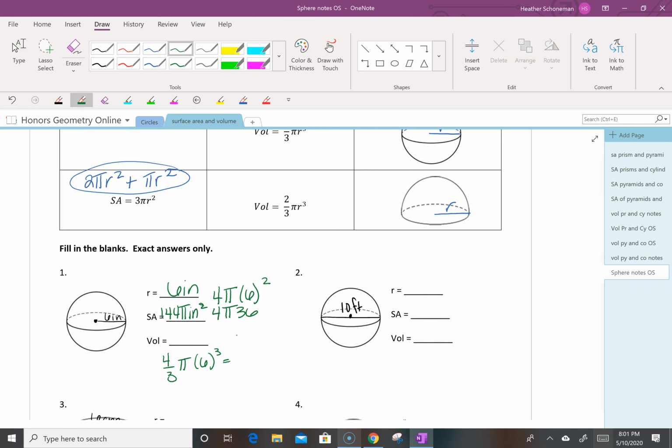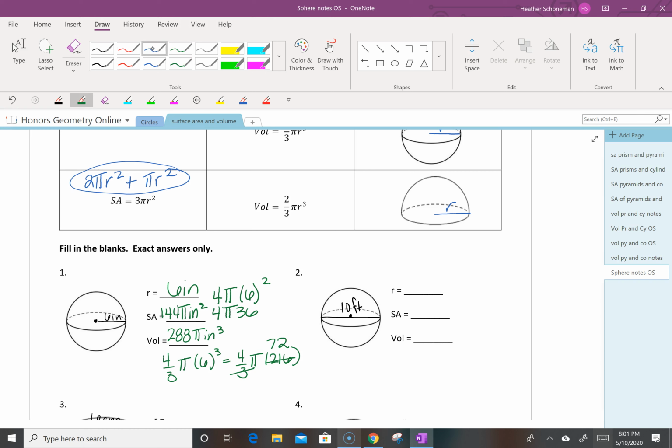6 cubed would be 216. So we have 4/3 pi times 216. Now before you multiply this all together, you want to see if you can reduce. If this radius is divisible by 3, then the radius cubed is divisible by 3. So 6 is divisible by 3, so I know 216 will be. That gives me 72. And I'm going to multiply across the top. 4 times pi times 72 gives me 288 pi inches cubed, because now we're talking about volume.